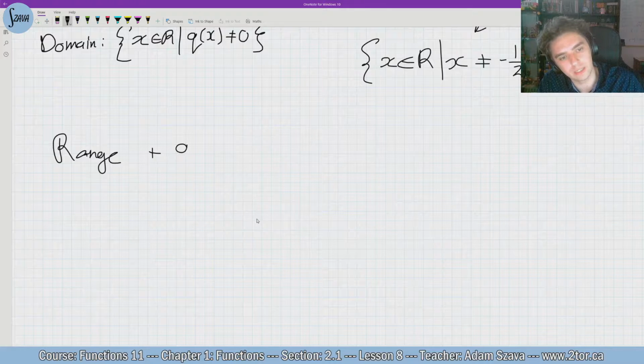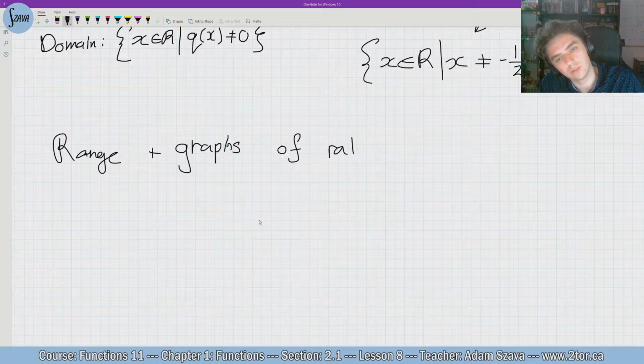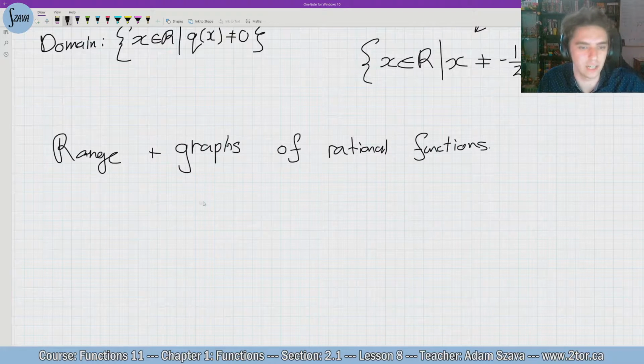So range plus graphs of rational functions. Okay, that's going to be kind of our next one. Actually, I didn't even intend to talk about that in this lesson, but I think it's important. So let's actually do it.